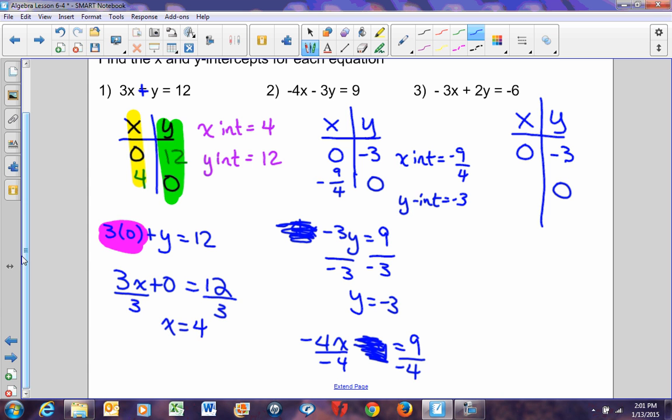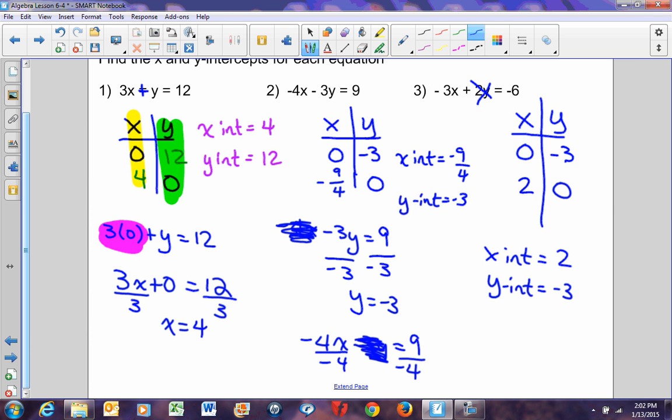If y is 0, this goes away. And I now have negative 3x equals 6. 6 divided by negative 3 is negative 2. So my x-intercept is negative 2. My y-intercept is 3. As simple as that. The intercepts are actually very, very easy to find.